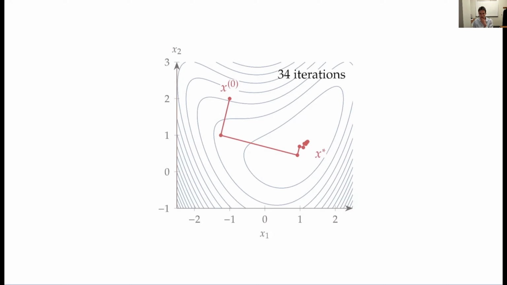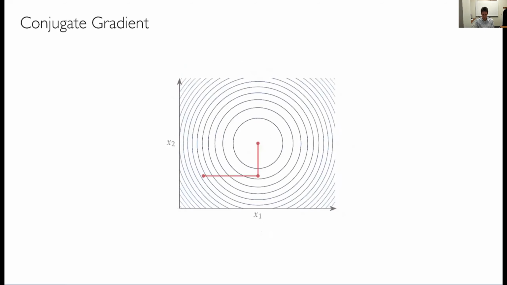So let's look at the next method. You might be thinking to yourself, well, I don't want to turn so sharply, so maybe I can dampen that a bit. There are quite a few methods that try to do that. We'll talk about a classical method here called conjugate gradient. First I'll motivate with the linear conjugate gradient. The basic idea is fairly straightforward.